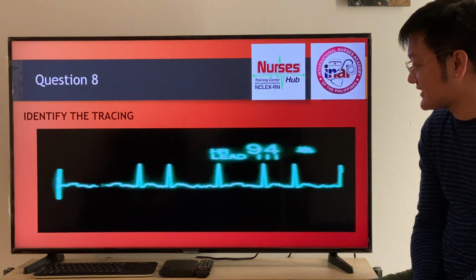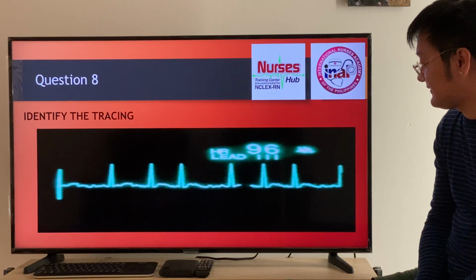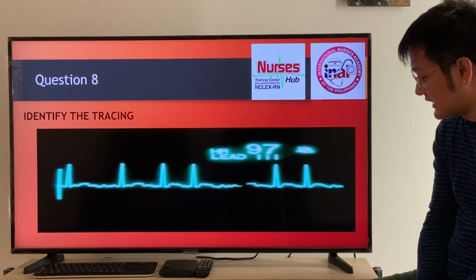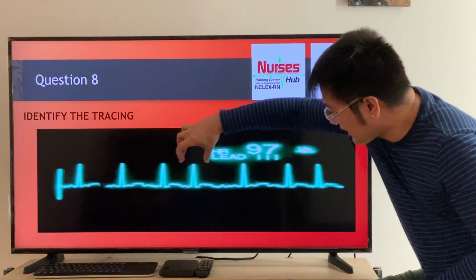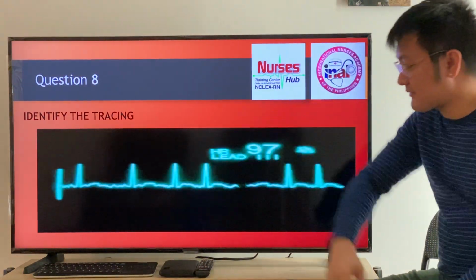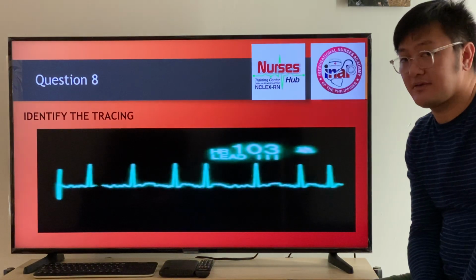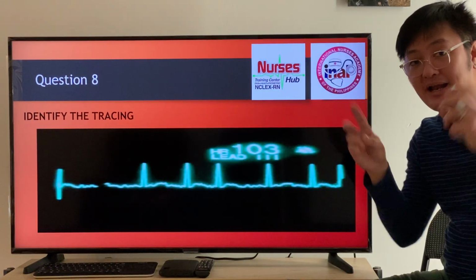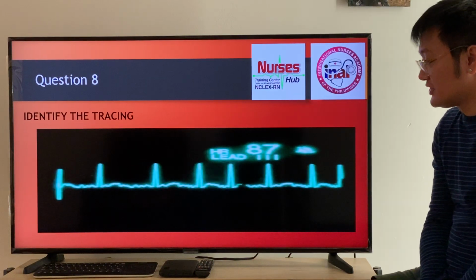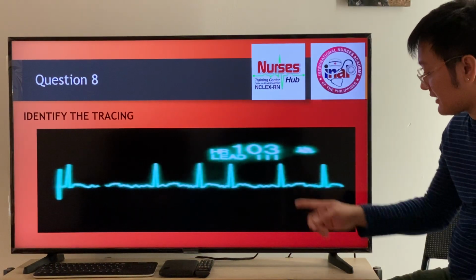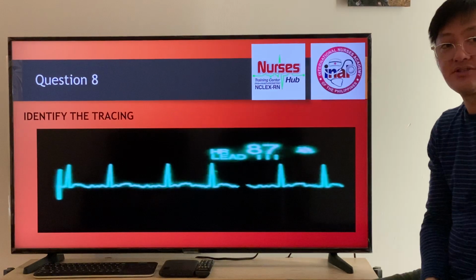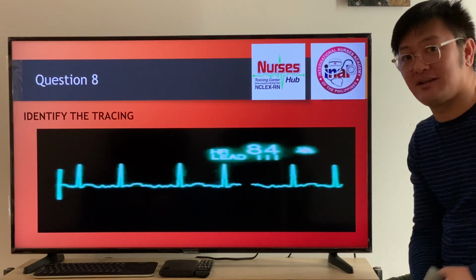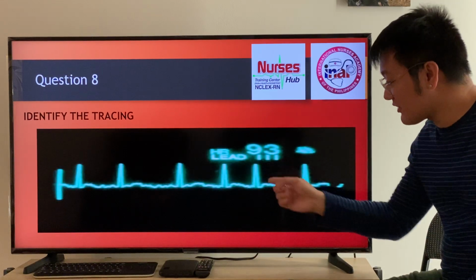Identify the tracing. Now it's moving. It's a video clip. Okay, one thing for sure, they don't have rhythm, right? The R interval is not regular. Remember, if there is no rhythm, automatically we can label that as fibrillation, right? So this is fibrillation, but there are QRS. So there are QRS, so the problem there will be atrial. Am I right? Because there are QRS complexes.